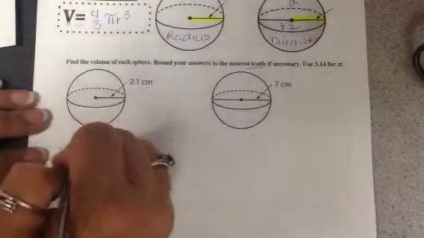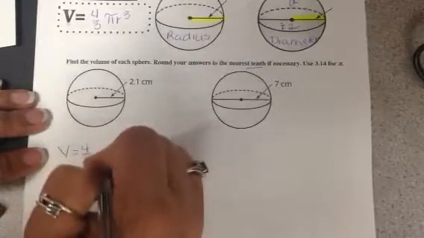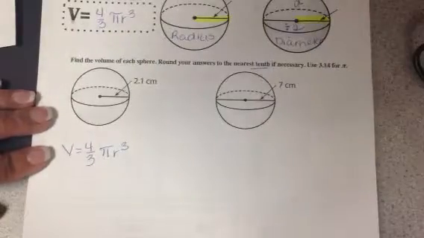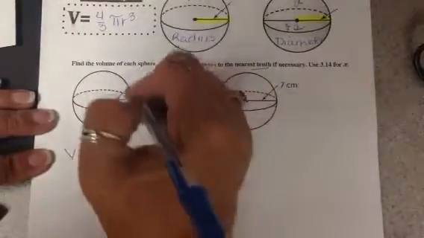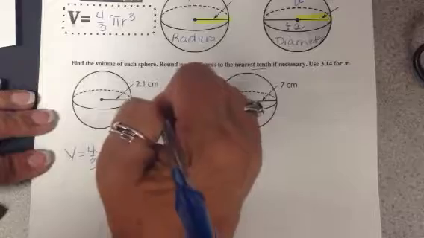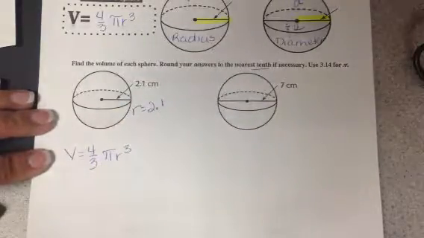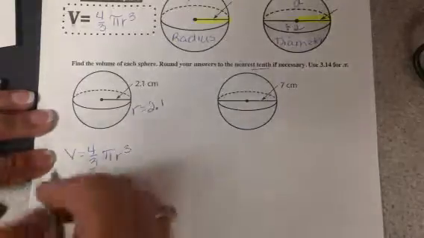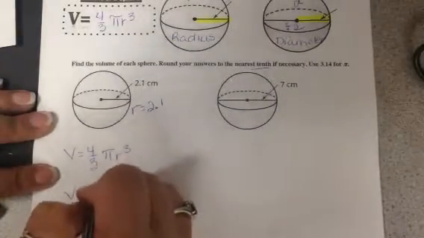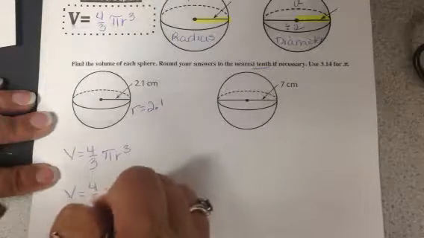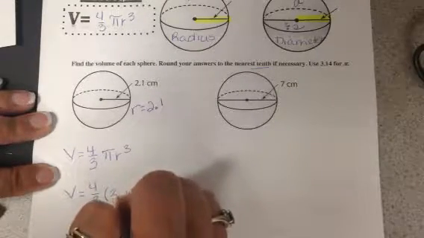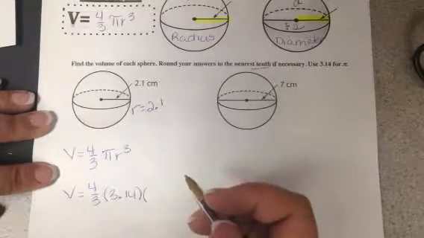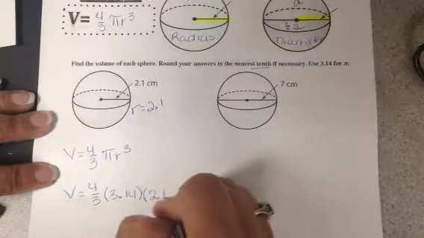We're going to say V equals 4/3 pi r cubed. And the reason we do that is because we write our formula every single time. If I look up here, my radius is 2.1 because it goes halfway across, so I don't need to divide. Now we're going to plug it in. V equals 4/3 times 3.14 times, and then we have our r, which is 2.1 cubed.